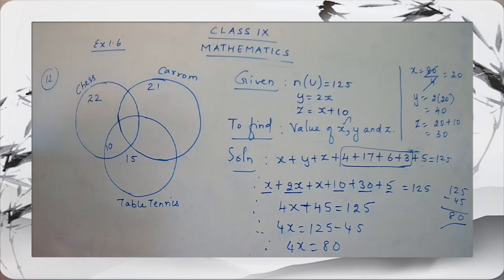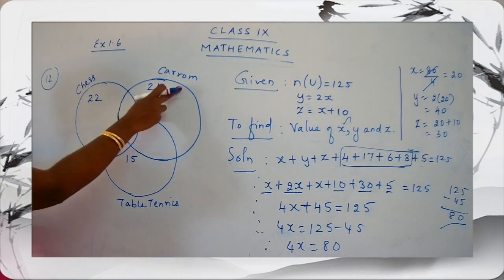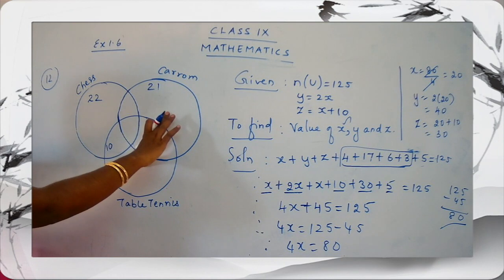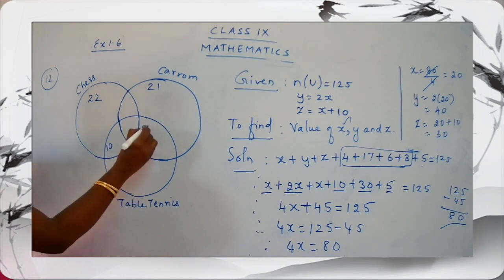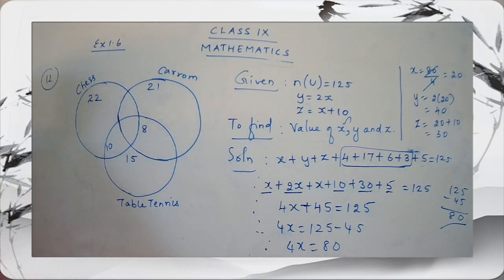Okay, next. 8 play carom and table tennis. So carom and table tennis. I have to take the set for carom and table tennis. I'll put here 8. They are going to play both the games together. 8 is common for carom and table tennis.